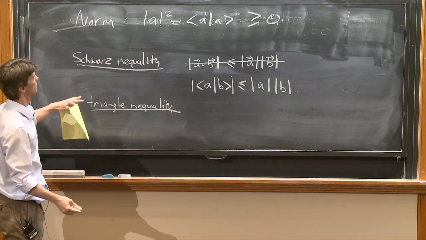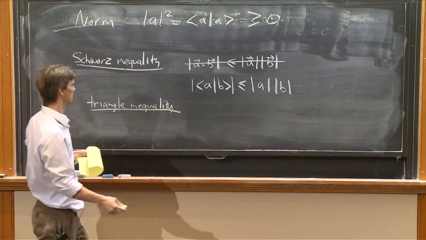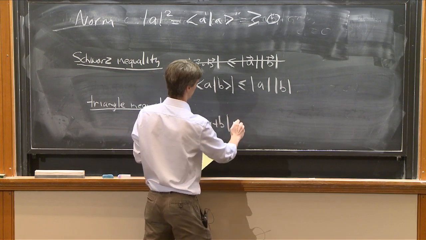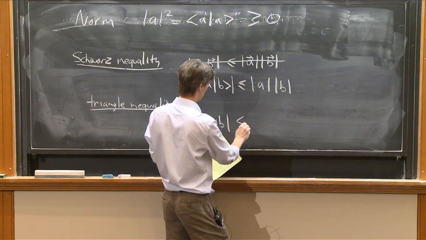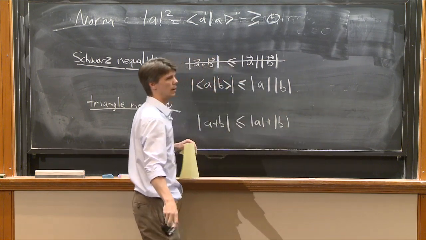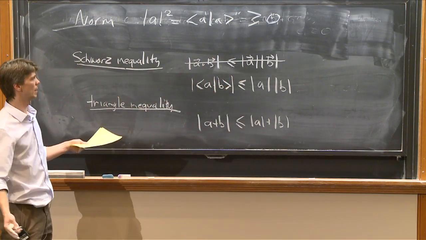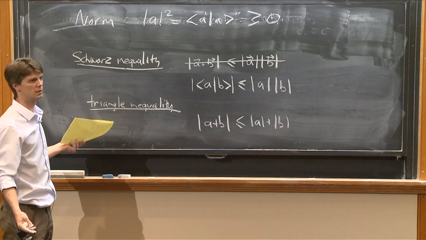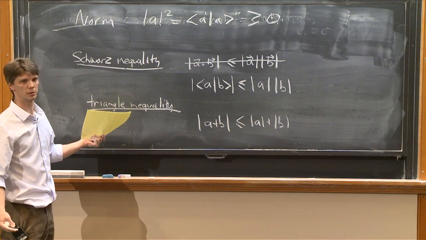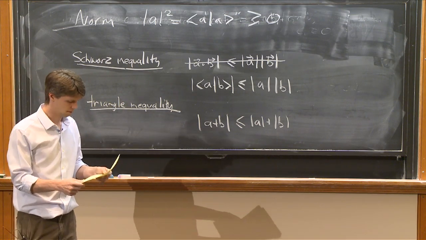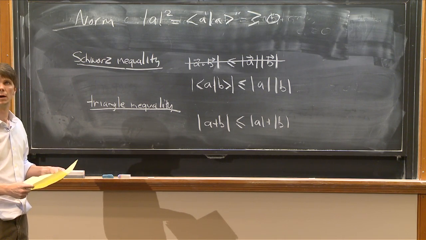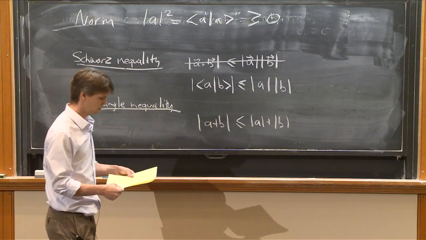Which is really something that norms should satisfy. So the norm of A plus B should be less than or equal to the norm of A plus the norm of B. And the R3 version of this is that the longer side of a triangle is shorter than the sum of the two shorter sides, right? So this is fine.